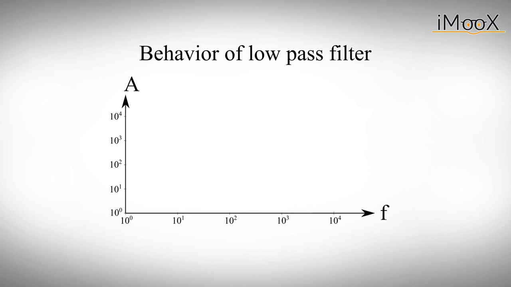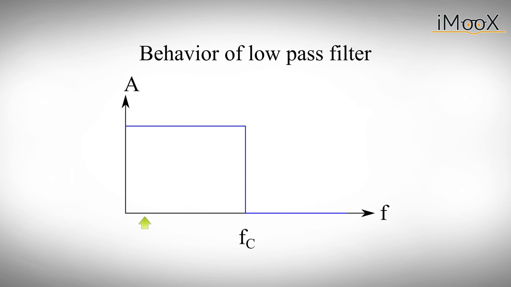Typically, double logarithmic scaling is used for this kind of plot. A perfect low-pass filter signal would look like this. For low frequencies, the signal passes through unaffected until the so-called corner frequency Fc is reached. Everything above this corner frequency is blocked by the low-pass filter, so the amplitude becomes zero.